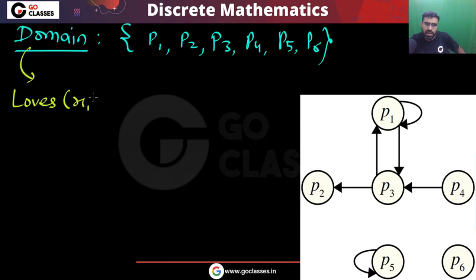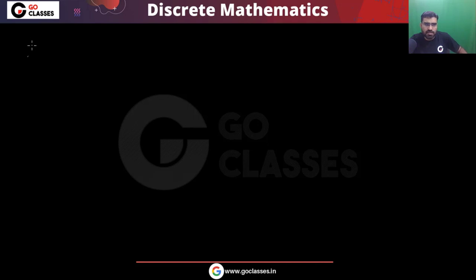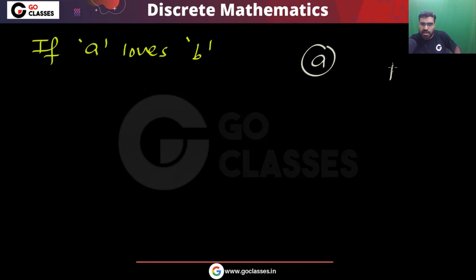This predicate you are defining is loves(x, y), and this predicate means x loves y. Now the question is saying that if there is an arrow from x to y, that means x loves y. For example, if A loves B, then how do we show this in the diagram? If A loves B, we create the diagram like this, that A loves B.